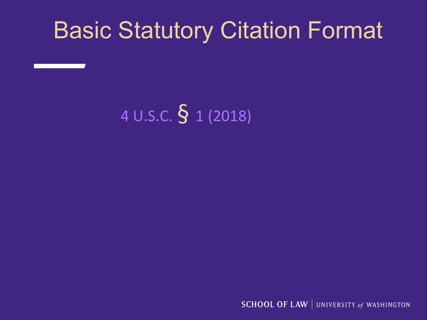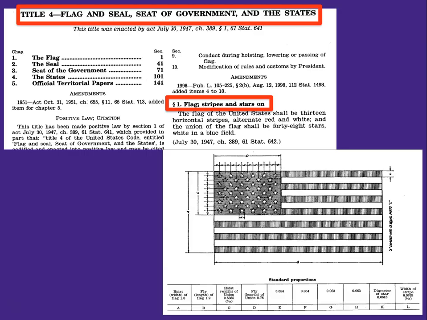The next part of the citation is the squiggly mark. It is a section symbol and clues you into the fact that you are being directed to a specific provision within the title previously identified. The number immediately following the section symbol tells you what particular section the citation refers to. This citation identifies Section 1 of Title IV, which, if we take a look at the code, deals with the stripes and stars on the U.S. flag, and even includes a diagram outlining the standard proportions.